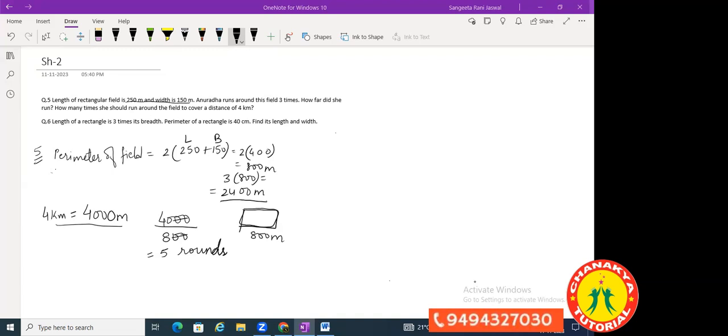Beta, please see this. I have done everything in front of you. See here, I have divided 4,000 by 800. Okay? 800 is the perimeter of this field. We have to divide 4,000 by 800. Okay, so we get 5 rounds.